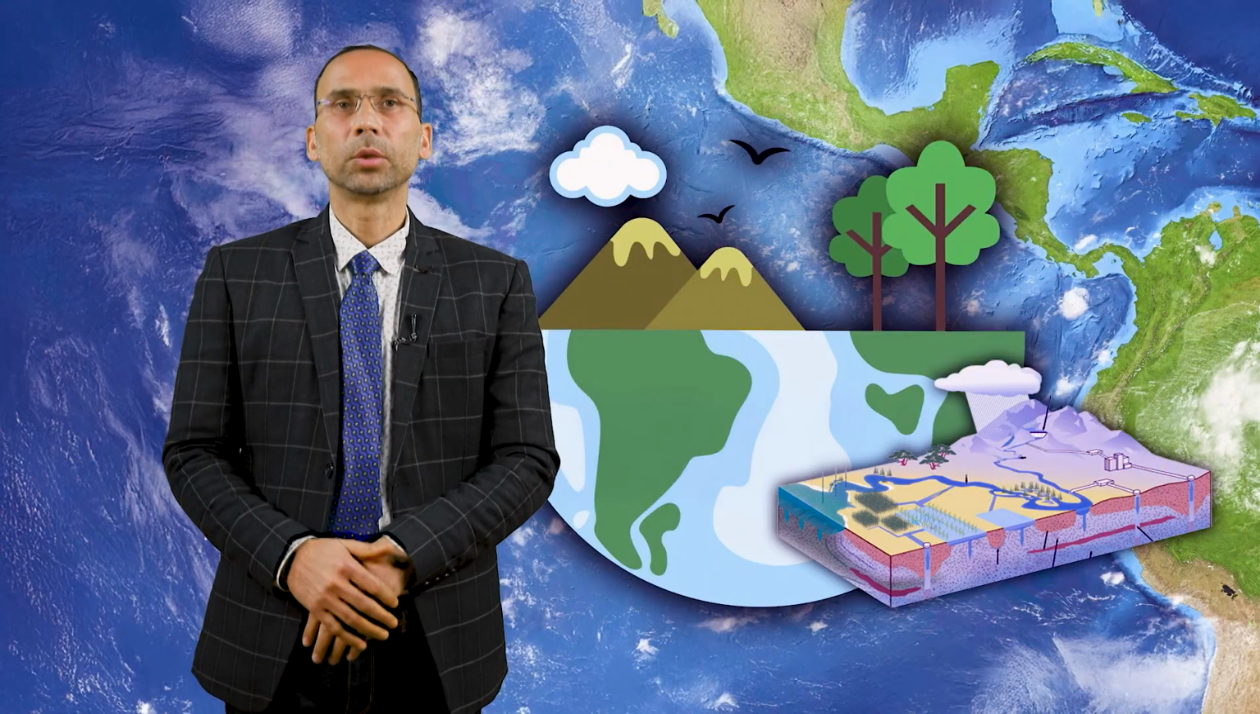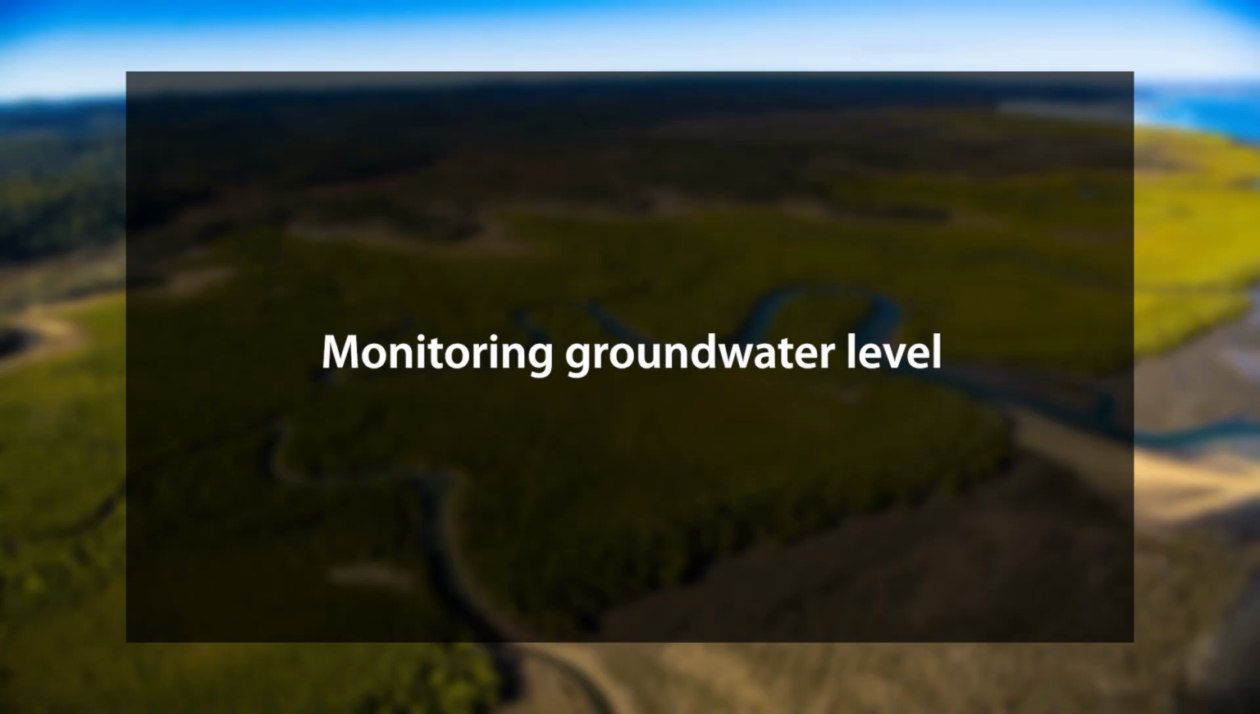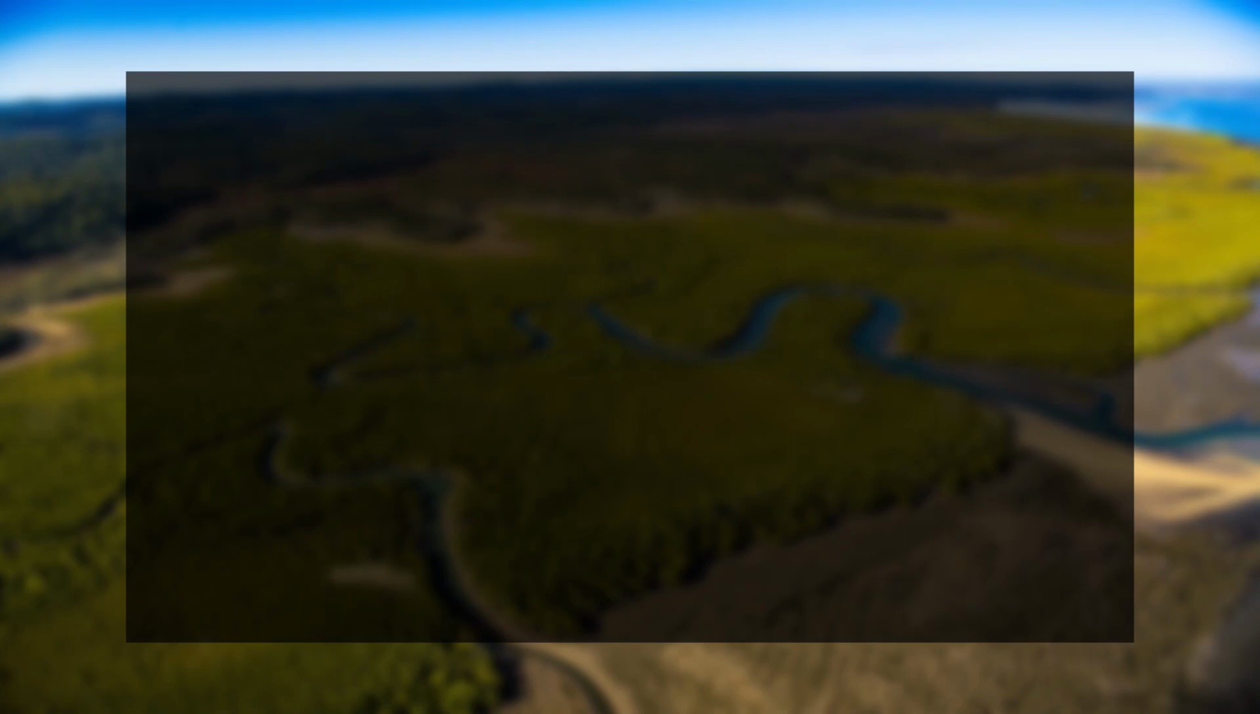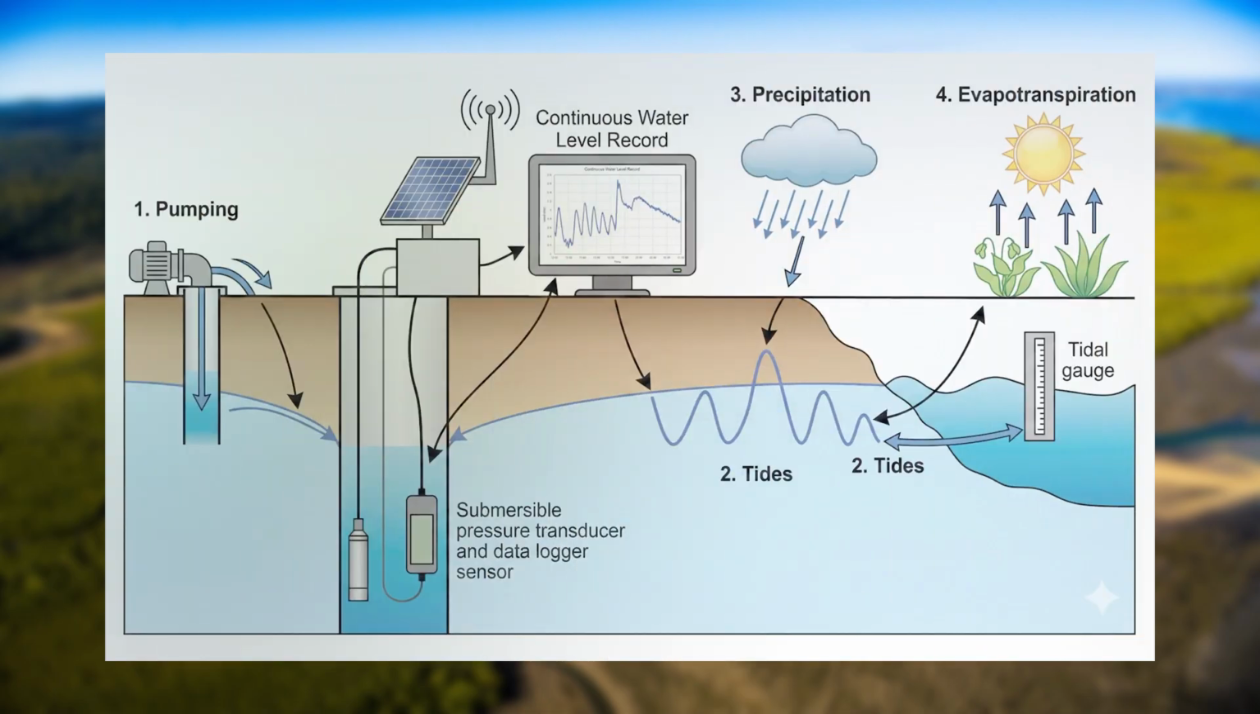The techniques used for its study include monitoring groundwater levels. The depth of the water table is a fundamental field activity. The instrument is dropped in a well and the depth of the water is recorded. This is done manually or through electrical sounders. Automated loggers continuously monitor fluctuations that occur due to pumping, tides, precipitation and evapotranspiration. The data is useful to understand aquifer dynamics.